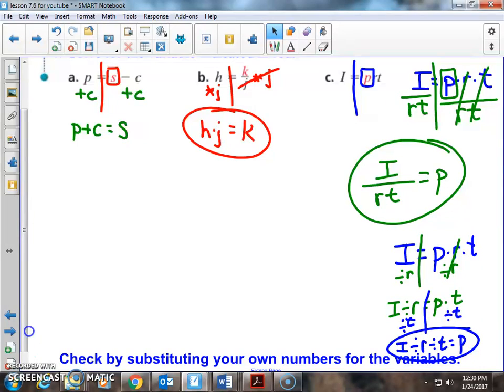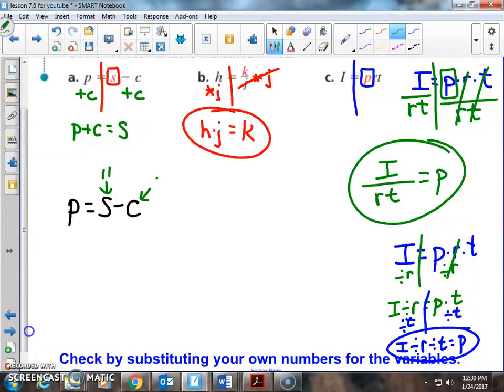Now you'll notice it says solve by substituting your own numbers. That's one way you can check that you transformed the formula correctly. So if we go back to letter A, it started with P equals S minus C. I get to pick numbers to put in here to make this a true statement, just because I'm trying to check to make sure that I rearranged or transformed my formula correctly. So if I want S to be the number 11 and I want C to be the number 4, I know 11 minus 4 would be 7. I know P would have to be 7. So that's the beginning formula.